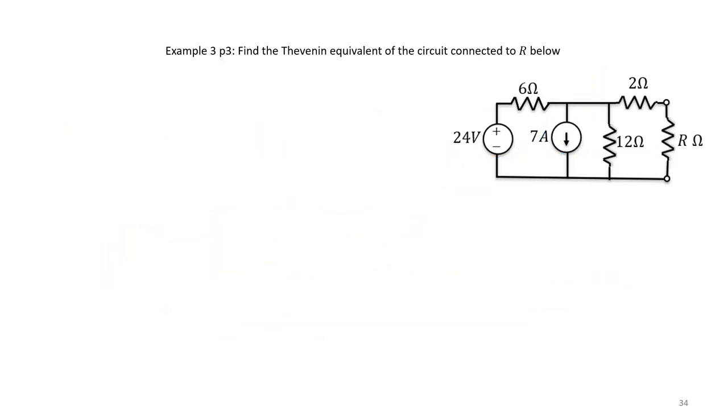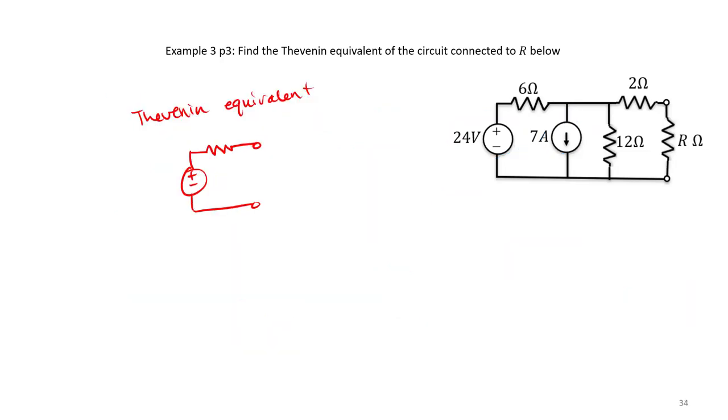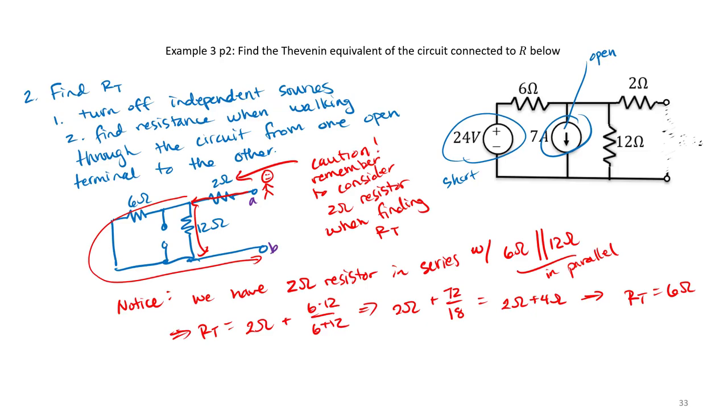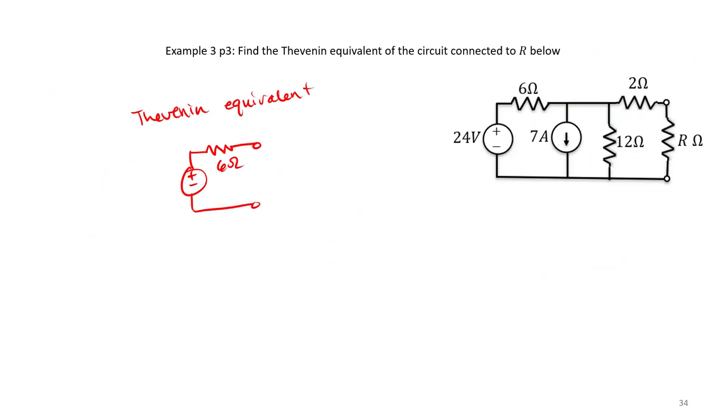So finally, that leaves us with our Thevenin equivalent. In this case, we determined our Thevenin voltage and resistance. So the Thevenin equivalent of the circuit connected to R is just going to be our 6 ohm Thevenin resistance. And remember, our voltage source we determined was minus 12 volts. So there you have it.